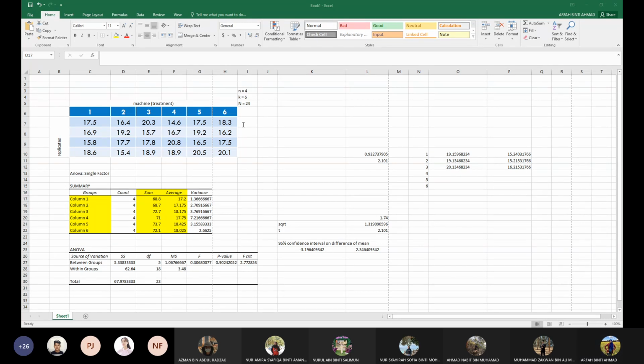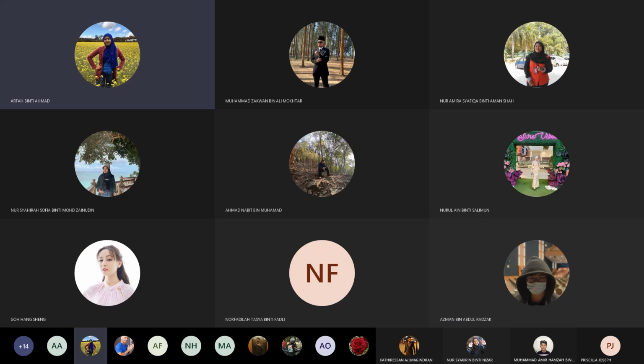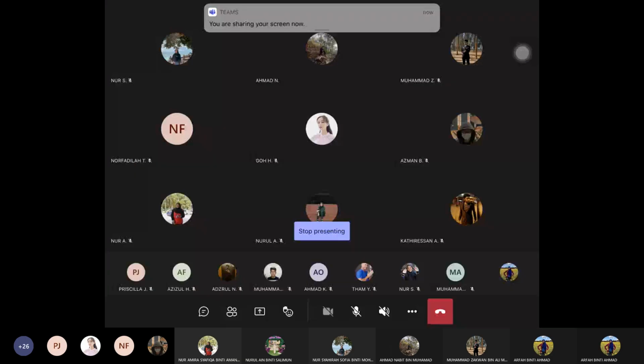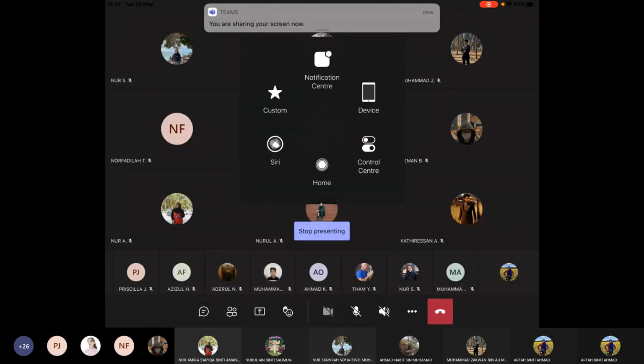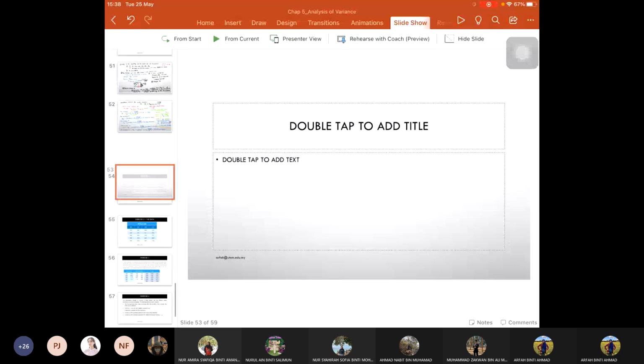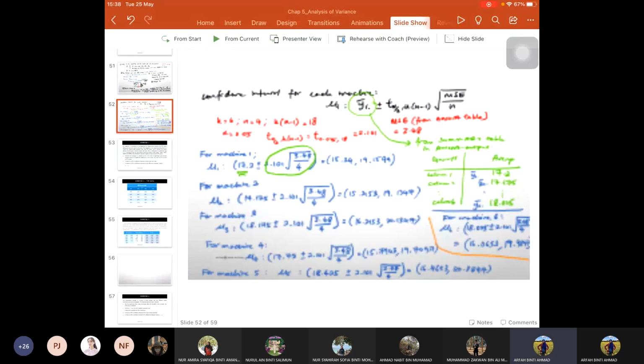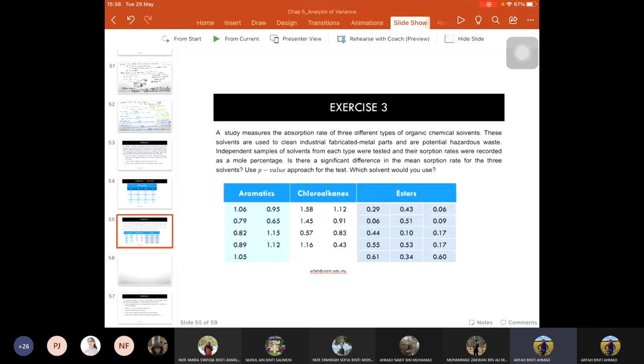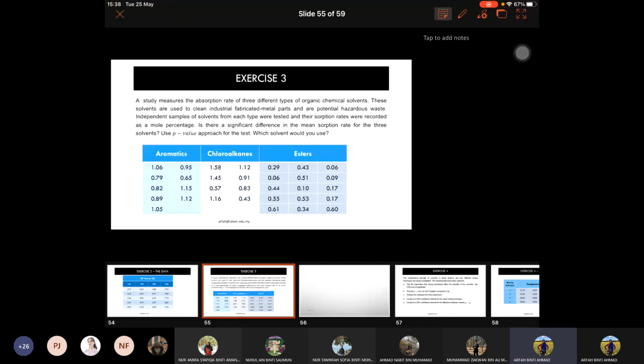Dah. Yang ni dah share screen. Oh, saya tak ni. So kalau tadi dapat jawapan dia, hopefully everyone is done lah. Kita buat soalan ni pula.